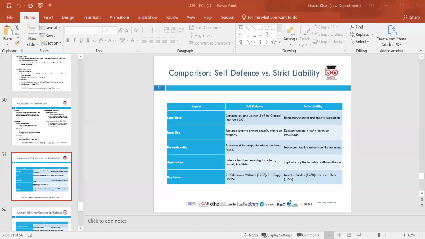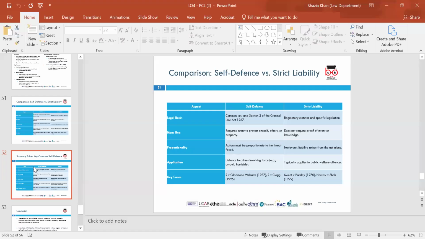Strict liability does not require proof of intent or knowledge. For the aspect of proportionality, in self-defence, actions must be proportionate to the threat faced, whereas with strict liability, liability arises from the act alone. The application of self-defence is to crimes involving force, and strict liability applies to public welfare offences. Key cases are Gladstone 1987 and Sweet v Parsley 1970.